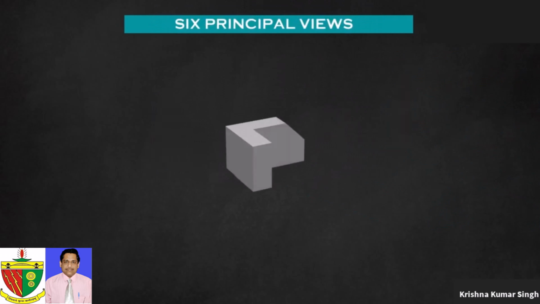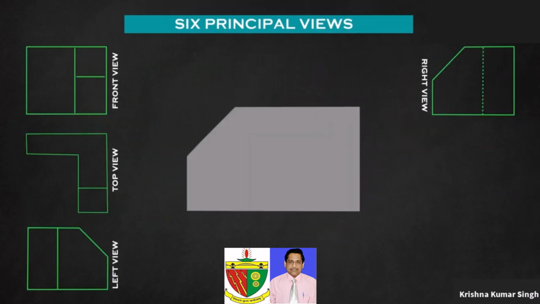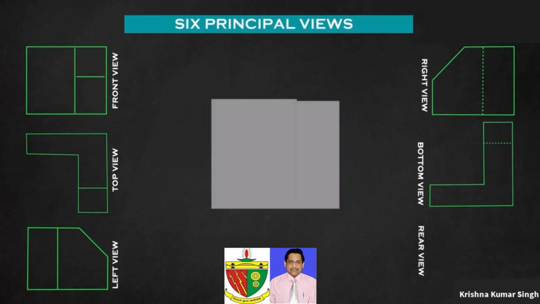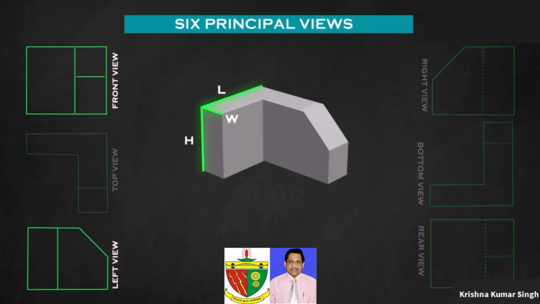Every three-dimensional object contains 6 sides: front side, top side, left side, right side, bottom side, and back side. So, 6 views are possible for a three-dimensional object. From these 6 views, at least 2 views are required to represent complete dimensions of the given 3D object, like length, width, height. Sometimes, it may require 3 views if it is a complex shape.